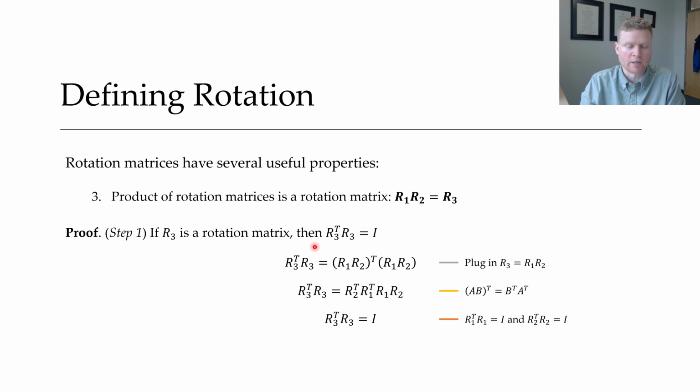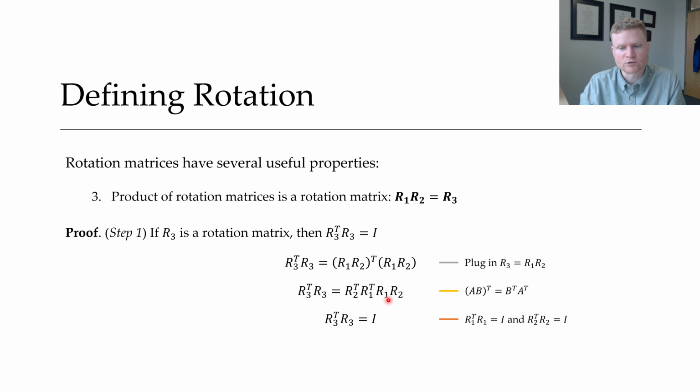Great. So just plugging in is how I get this first equation. Next, there's a transpose property that you might have forgotten, which is A times B. Again, if these are matrices, matrix A times matrix B, the transpose of that is equal to B transpose times A transpose. And so here I've got R1 times R2 transpose, that's equal to R2 transpose times R1 transpose. And now some things start to simplify out.